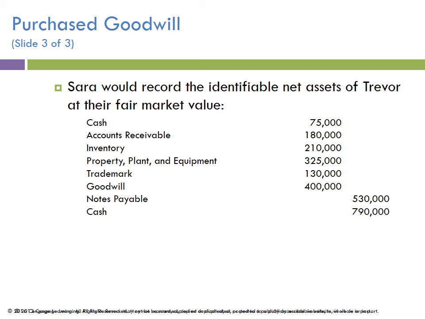The journal entry then for Sarah to record the purchase of Trevor: they would debit each asset, credit the liabilities for the fair value, and credit cash for the $790,000 they paid. And then Sarah would have on their books an asset called goodwill for $400,000.